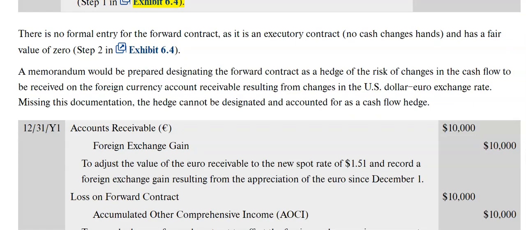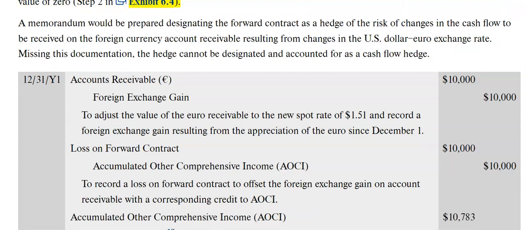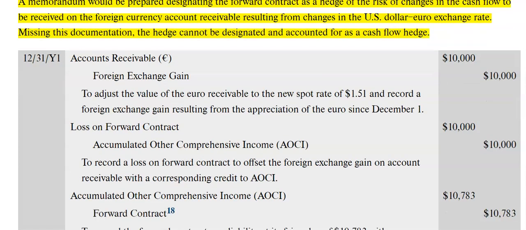Exhibit 6.4. There is no formal entry for the forward contract, as it is an executory contract, no cash changes hands, and has a fair value of 0, Step 2 in Exhibit 6.4. A memorandum would be prepared designating the forward contract as a hedge of the risk of changes in the cash flow to be received on the foreign currency account receivable resulting from changes in the US dollar-euro exchange rate. Missing this documentation, the hedge cannot be designated and accounted for as a cash flow hedge.